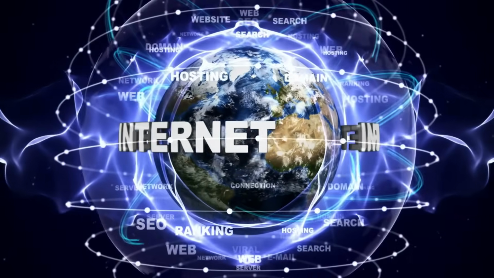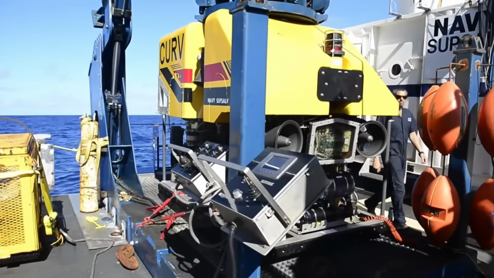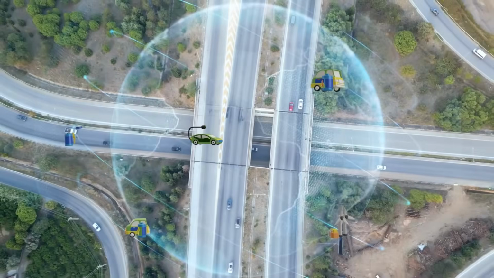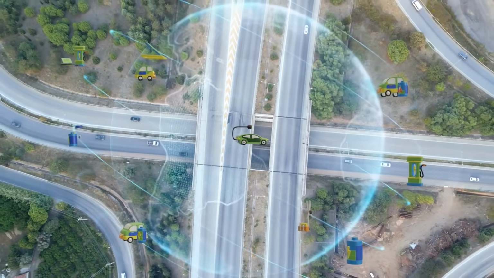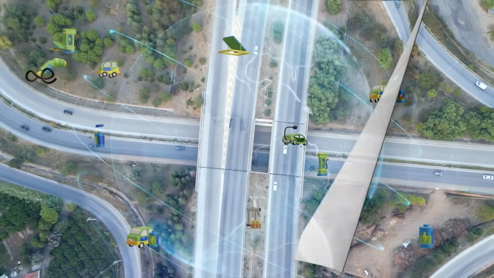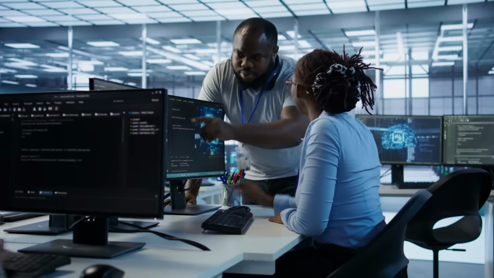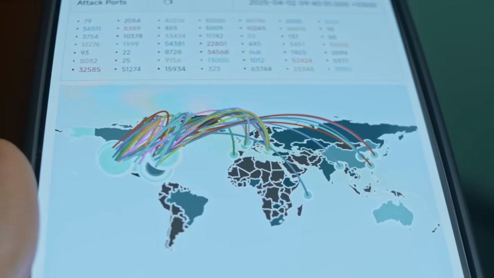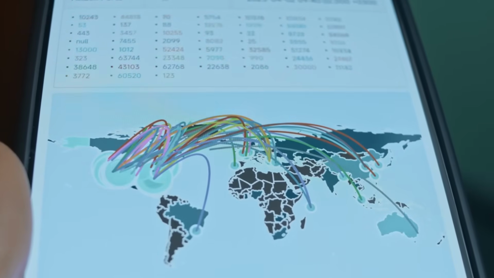Security is also a major concern. Submarine cables are monitored to prevent tampering or espionage, and network traffic is encrypted to protect data as it travels thousands of kilometers. Engineers constantly monitor traffic patterns to detect unusual activity, breaches, or technical failures that could affect service.